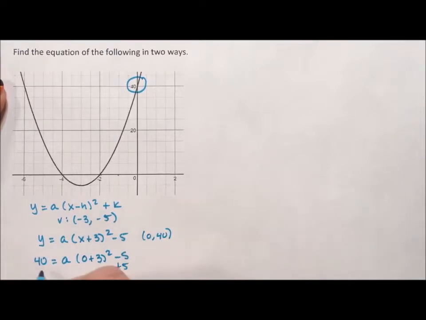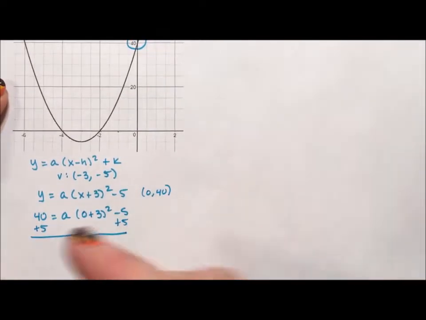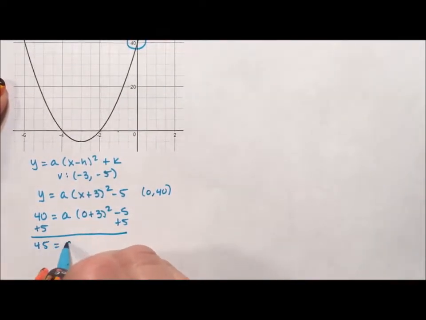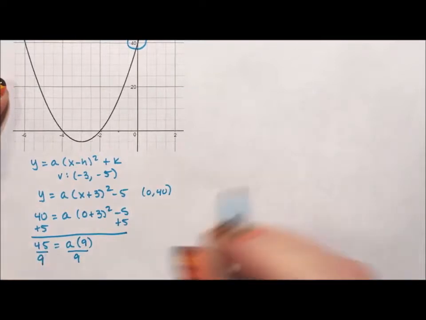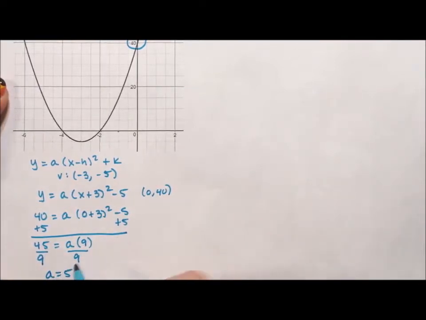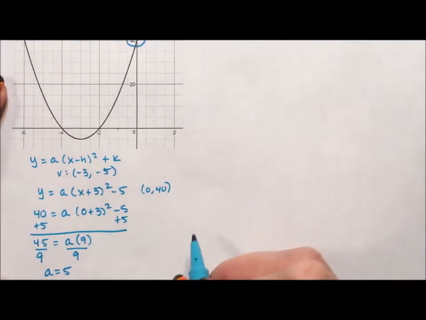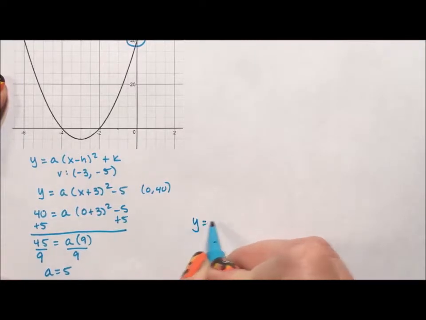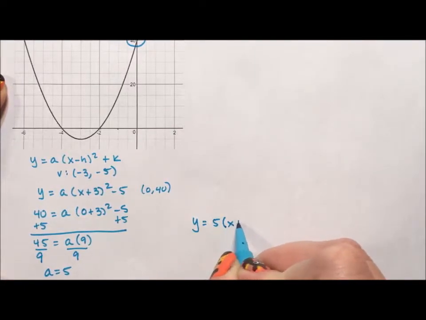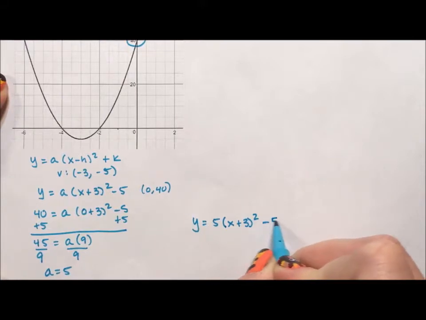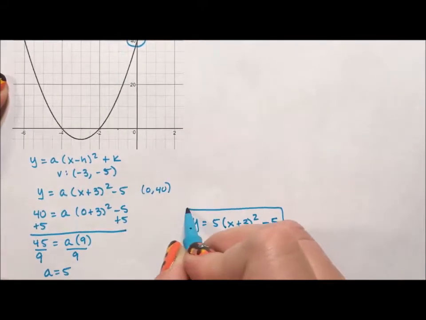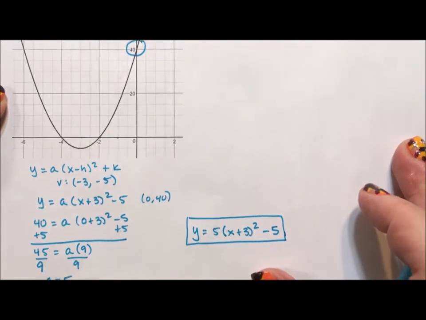I'm going to add the 5 over, and 3 squared is 9. Divide both sides by 9, and a is going to equal 5, which means one way I could write this equation is y equals 5, x plus 3 squared minus 5. This is writing it in vertex form, okay?